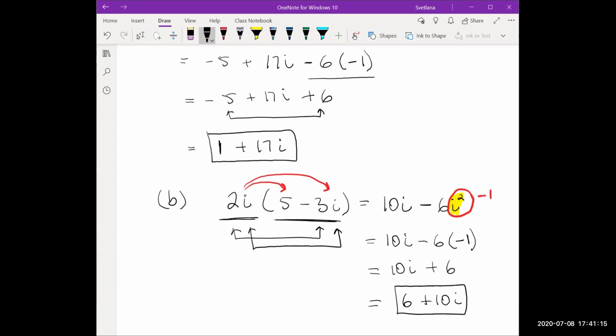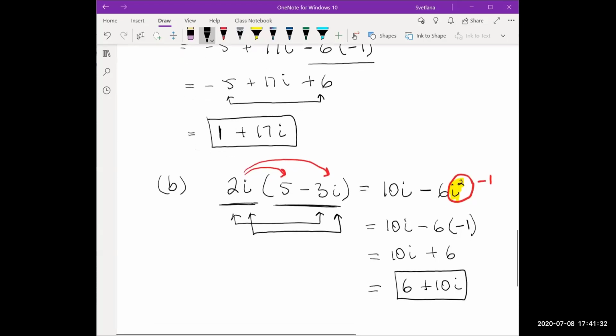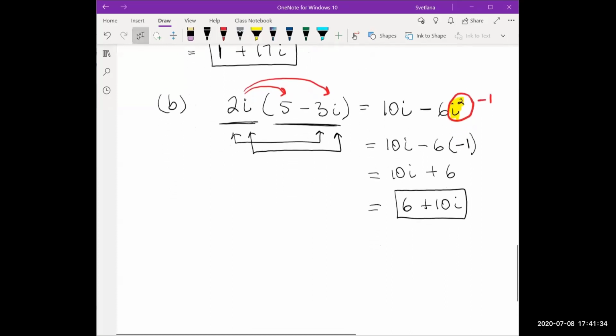Technically, it's not a mistake to keep them in that order, unless it says to put the complex number in standard form. Then you want to put the real part first and then the imaginary part. So that will be the answer, like that. So let's try one more example.